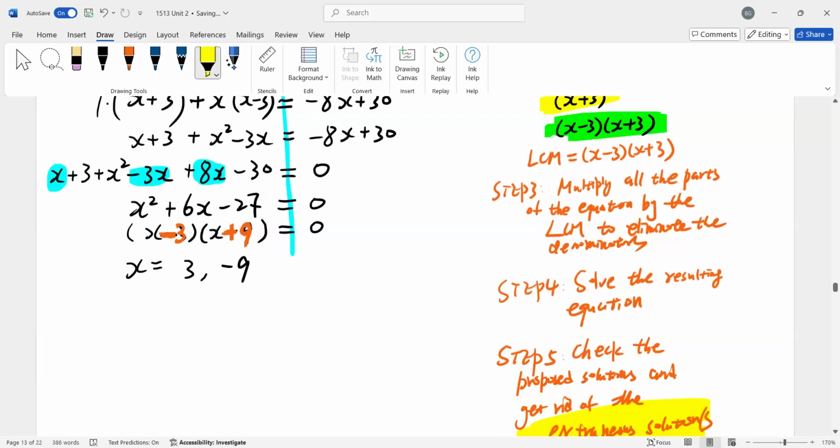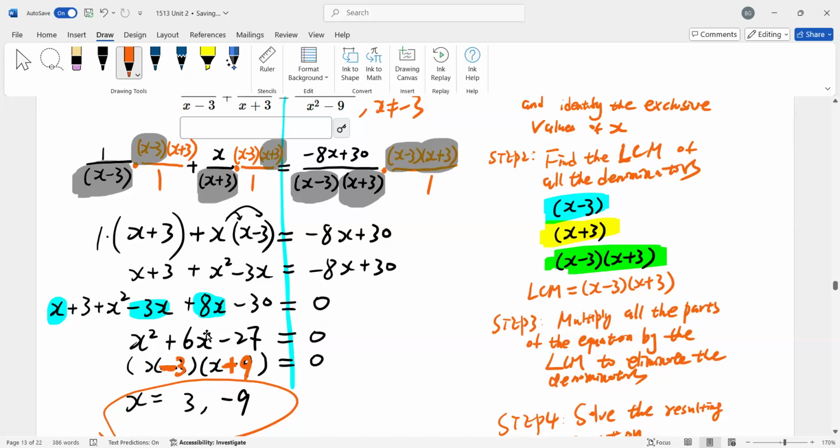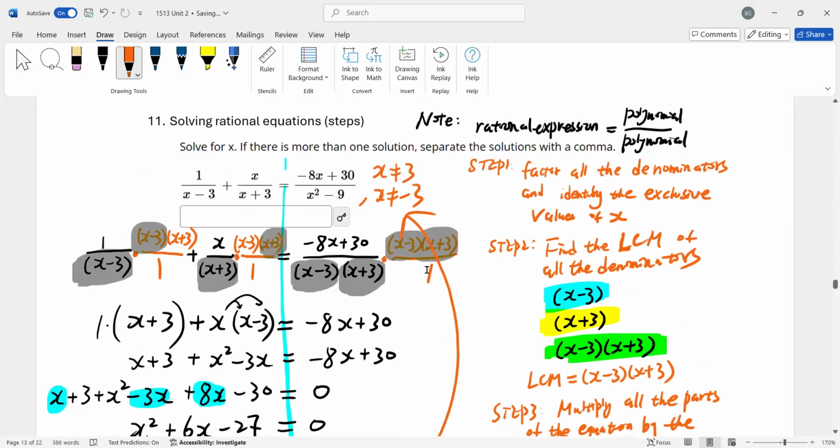After you solve the quadratic equation, you have to propose the solutions, right? 3 and negative 9. However, look at it here and compare it with what you had from the first step. From the first step, did we get the exclusive values? The very first step, we already see x cannot be 3, x cannot be negative 3, right? So do you see a contradiction?